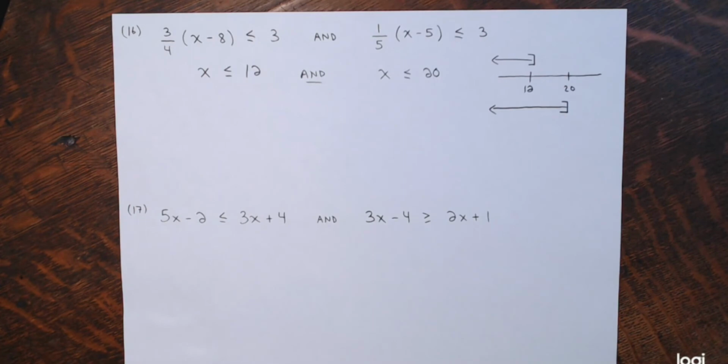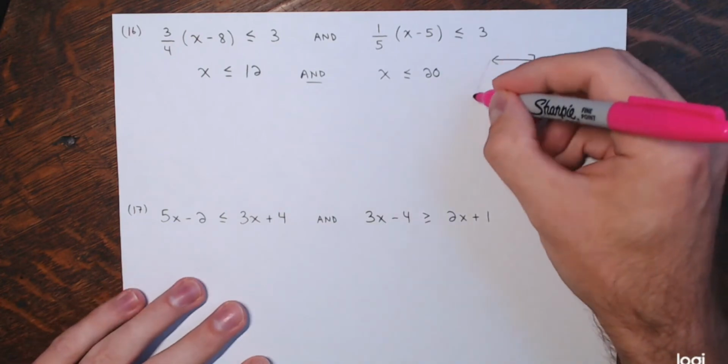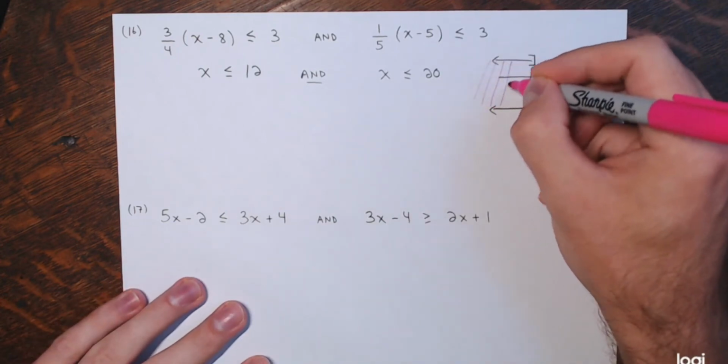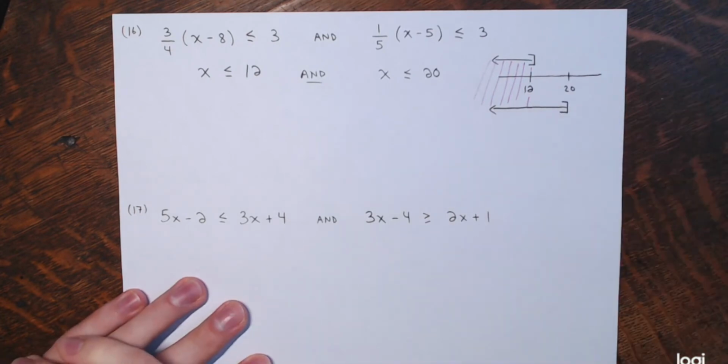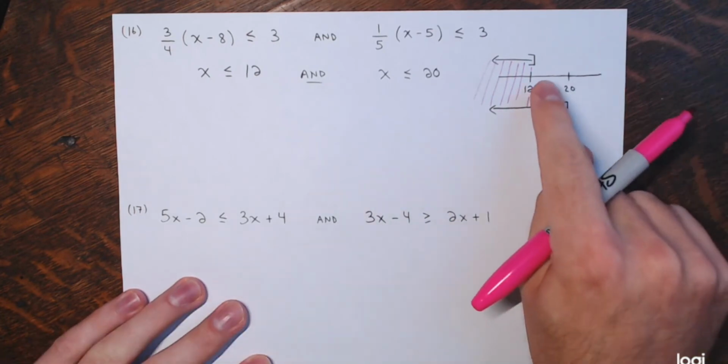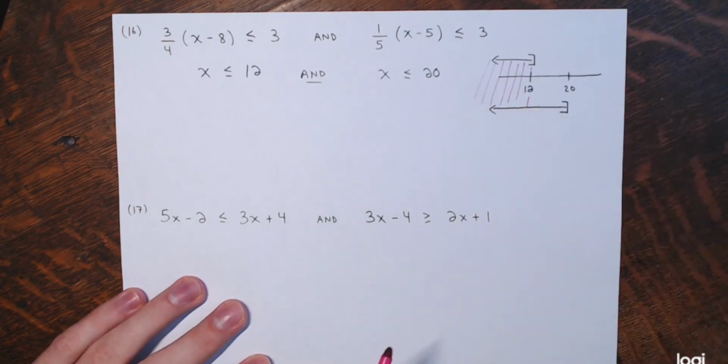So we're looking for numbers that are on both graphs. We're looking for the overlap, the intersection. So that's all these numbers, right? All the numbers to the left of 12, including 12, are on both graphs. The numbers to the right of 12, from 12 to 20, they're on the second graph, but not the first one. So those are not included.